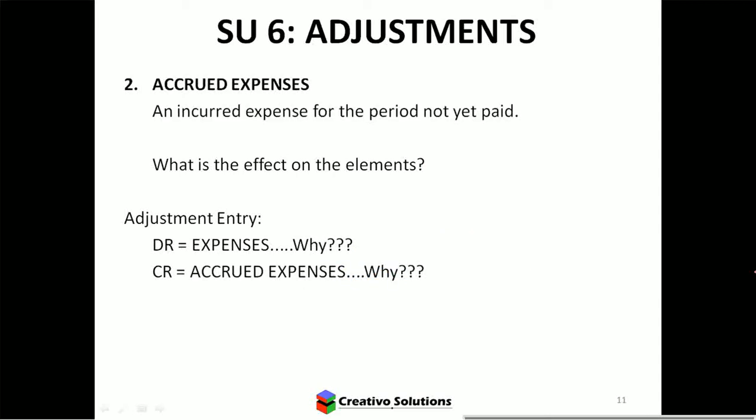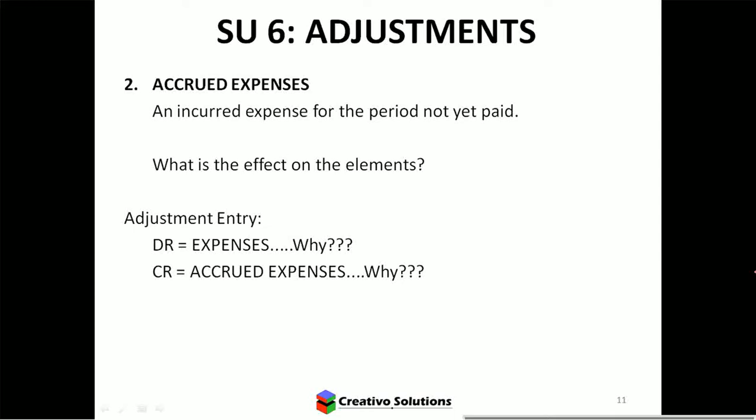Right, accrued expenses. Give me an example. You know what the definition is? It's on the board here. An incurred expense for the period not yet paid. Can you think of one? Your vehicle. What about the vehicle? If you bought it on credit. Okay, so what would that create? It's a liability. But would you call that liability an expense? No, not if I'm buying a vehicle.